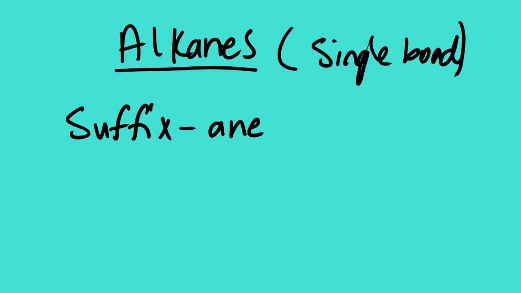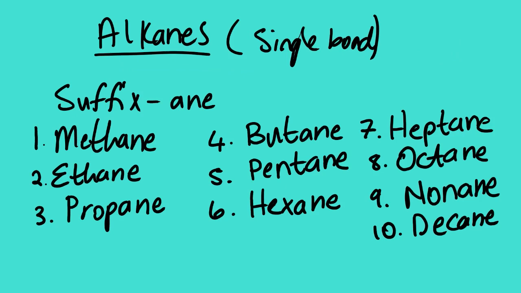Now we are going to look at the first 10 compounds which belong to alkanes. These are the names of the first 10 compounds which belong to alkanes. Looking at number 1, we have methane. Number 2 is ethane. Number 3 is propane. Number 4 is butane. Number 5 is pentane. We have hexane as number 6. Number 7 is heptane. Number 8 is octane. Number 9 is nonane. Number 10 is decane.